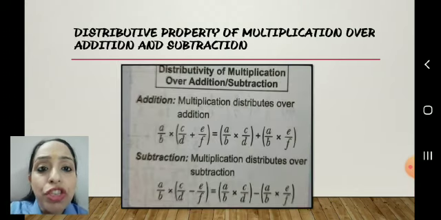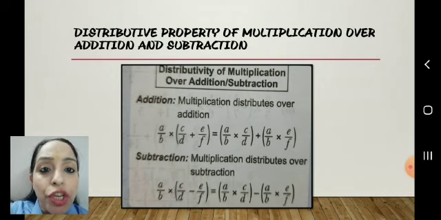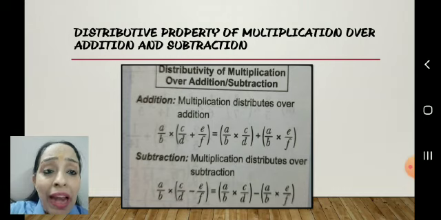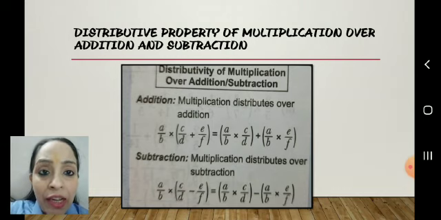The next is distributive property of multiplication over addition and subtraction. Yes, when I am adding a upon b, I have taken out as common c upon d plus e upon f. When I am multiplying a upon b into c upon d, then a plus sign will come in between, and then a upon b is multiplied by e upon f. Yes, this is called distributive property of multiplication over addition.